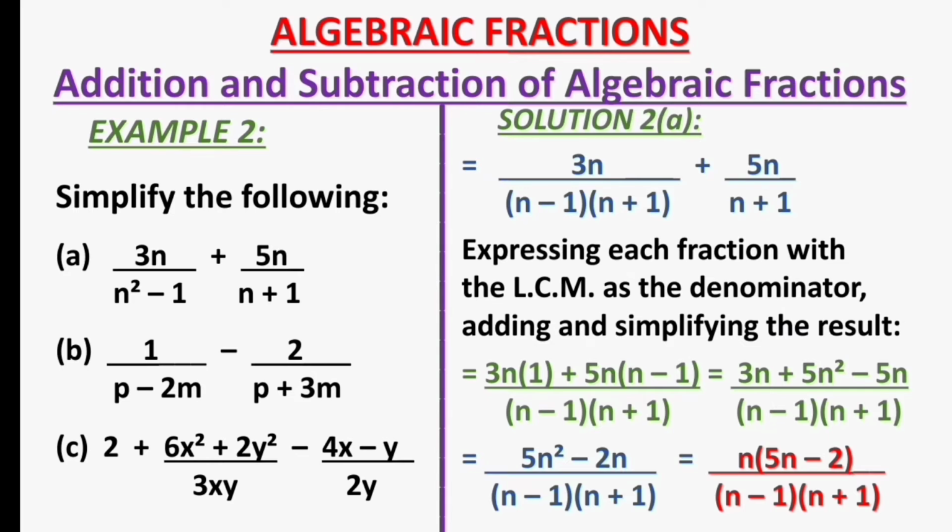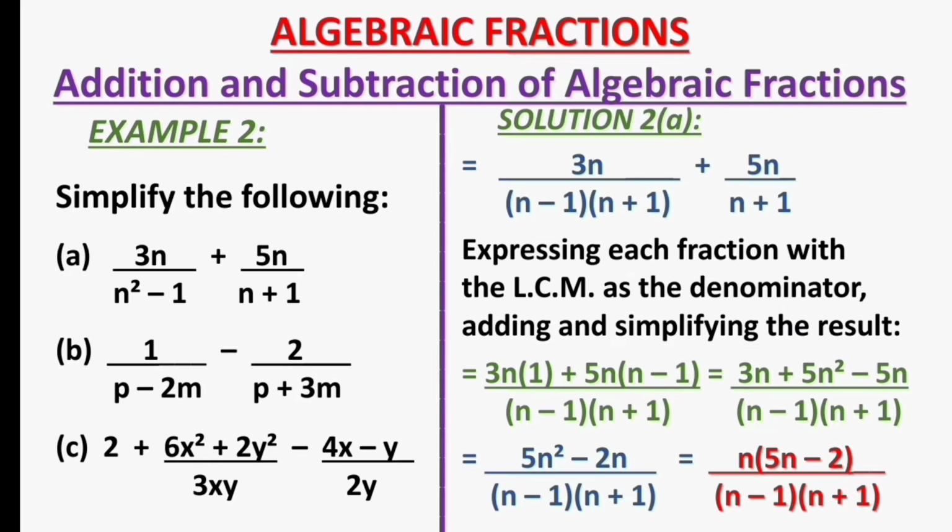Next, we remove the brackets in the numerator. That gives us 3n plus 5n squared minus 5n. Adding and simplifying the results, our answer to example 2a is n into 5n minus 2 divided by n minus 1 into n plus 1.